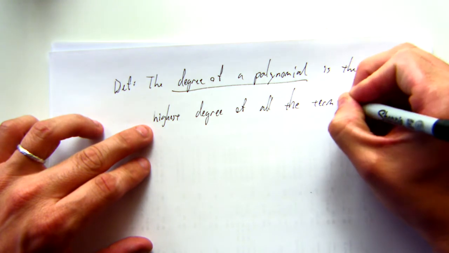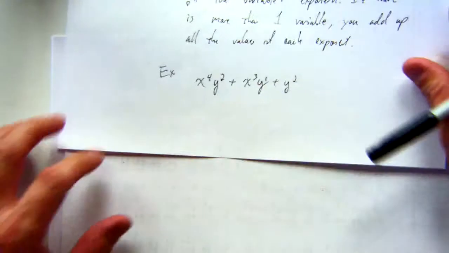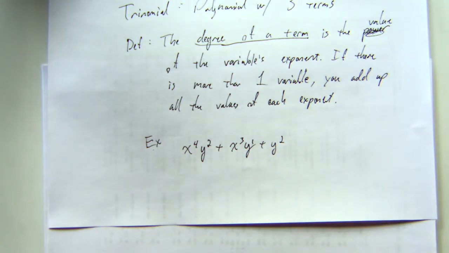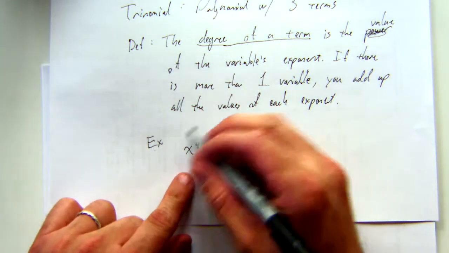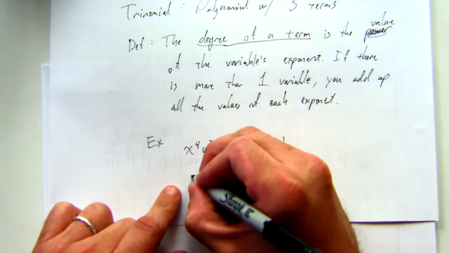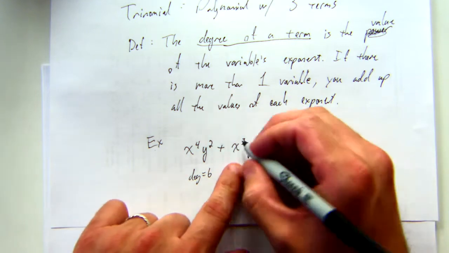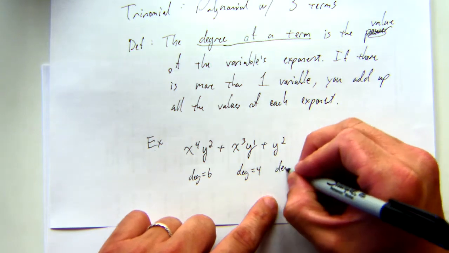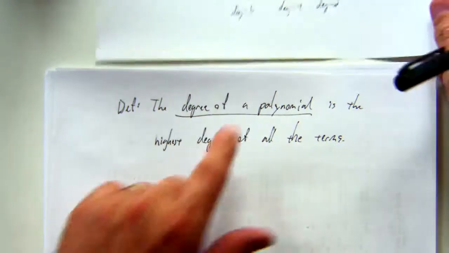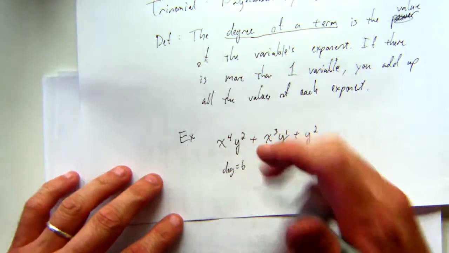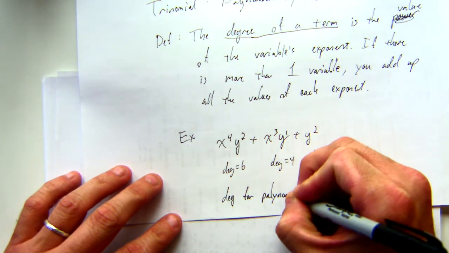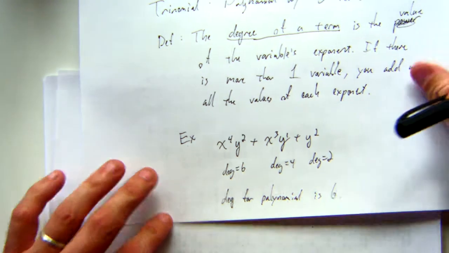So going back to this example, what would be the degree for this polynomial? Not 4, because you look at the degree for each term. What's the degree for this one? Degree was 6. What was the degree for this one? 4. And what was the degree for this one? 2. Now the definition for the degree of the polynomial is just the largest one of all those, which is what? 6. So the degree for the polynomial is 6.